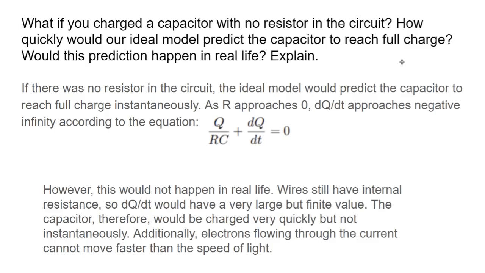However, this would not happen in real life. Wires still have internal resistance, so dq/dt would have a very large but finite value. The capacitor, therefore, would be charged very quickly, but not instantaneously. Also, electrons flowing through the current cannot move faster than the speed of light.